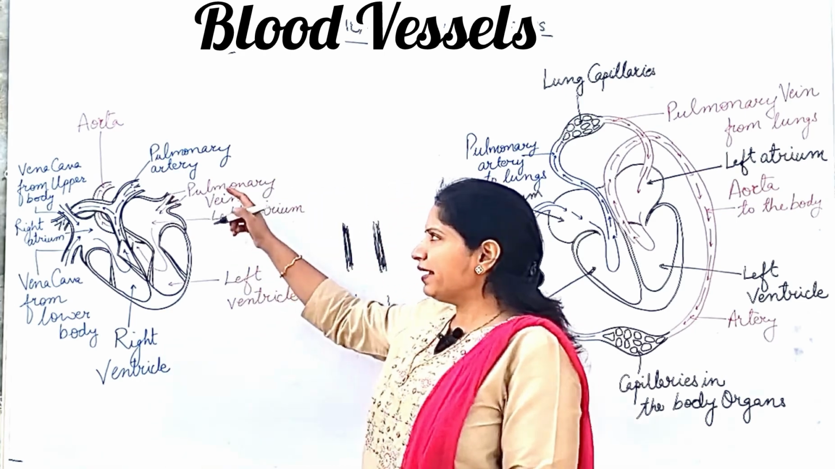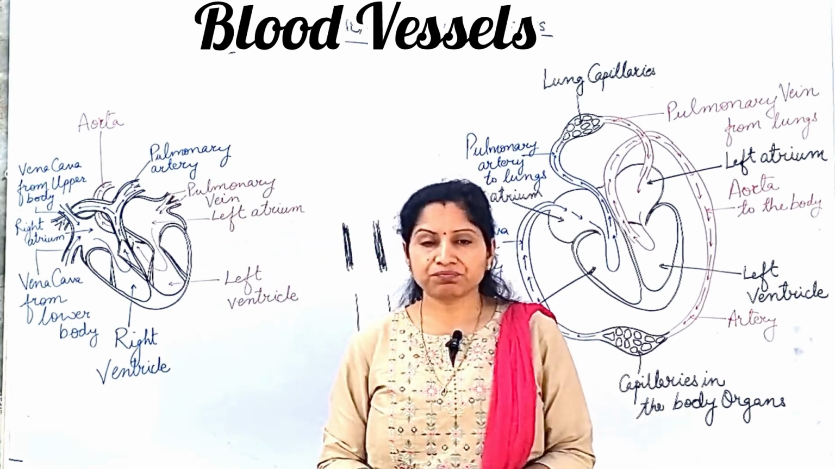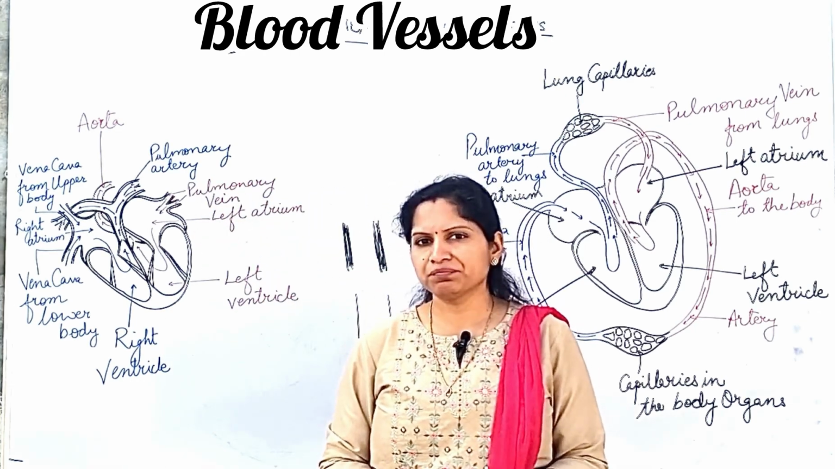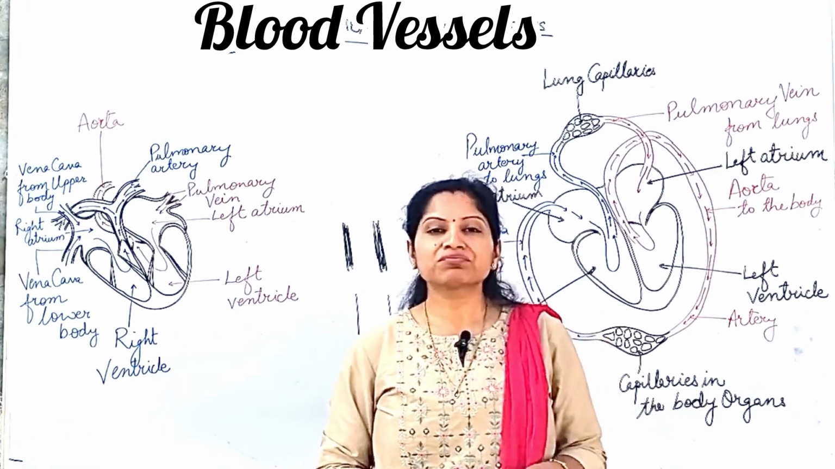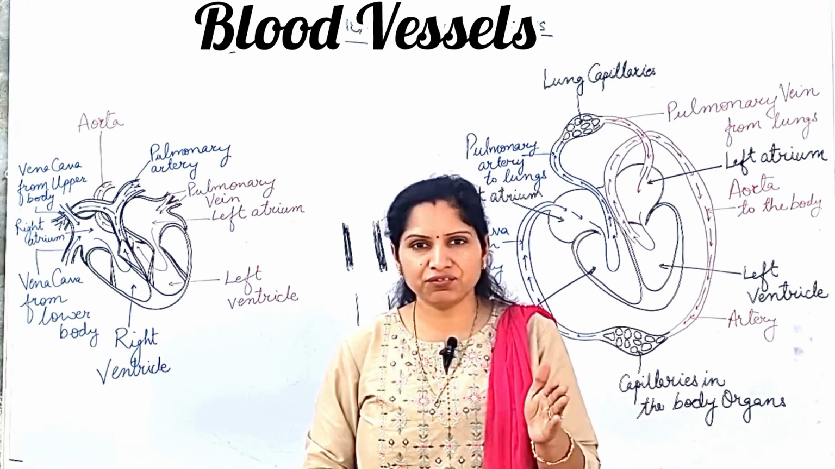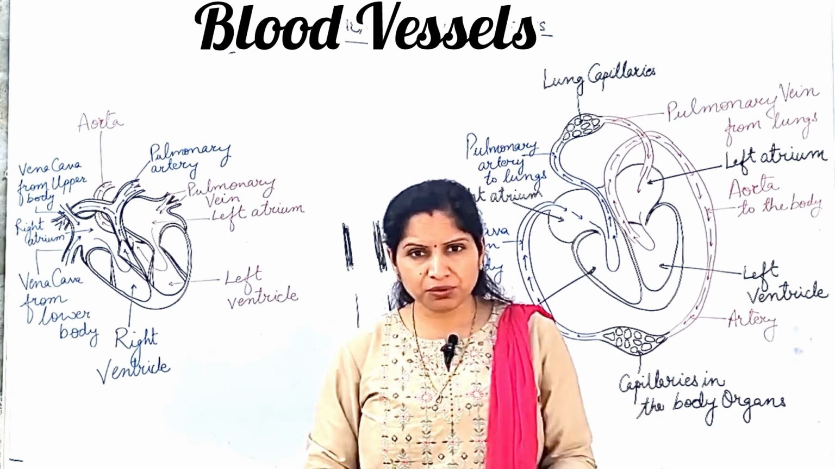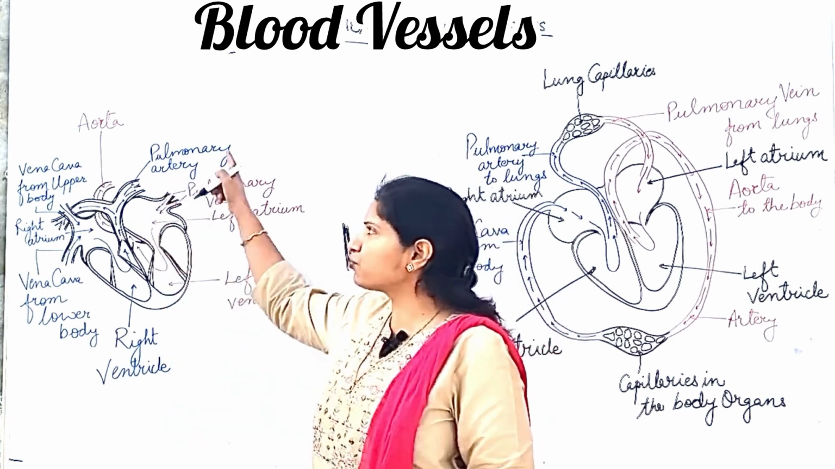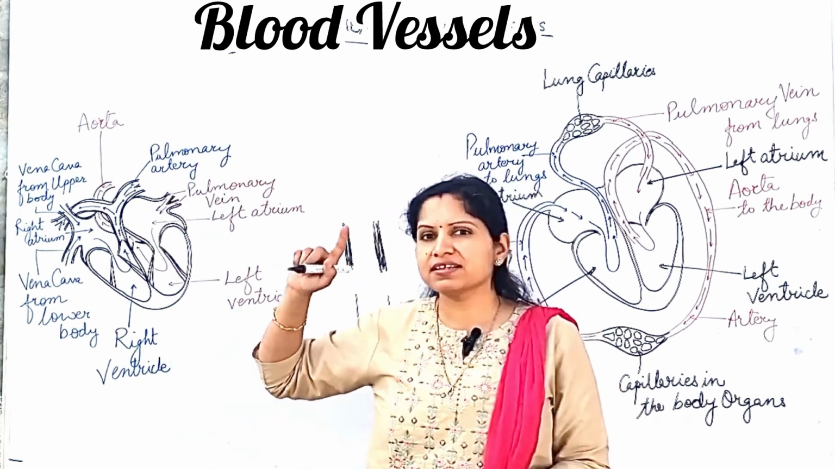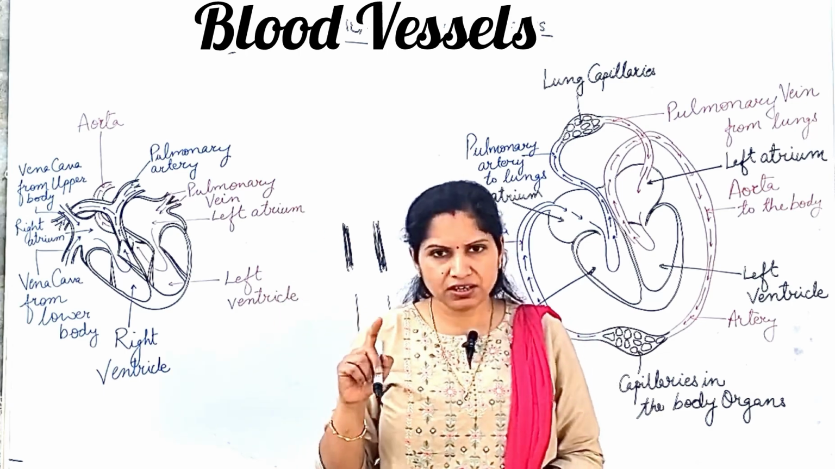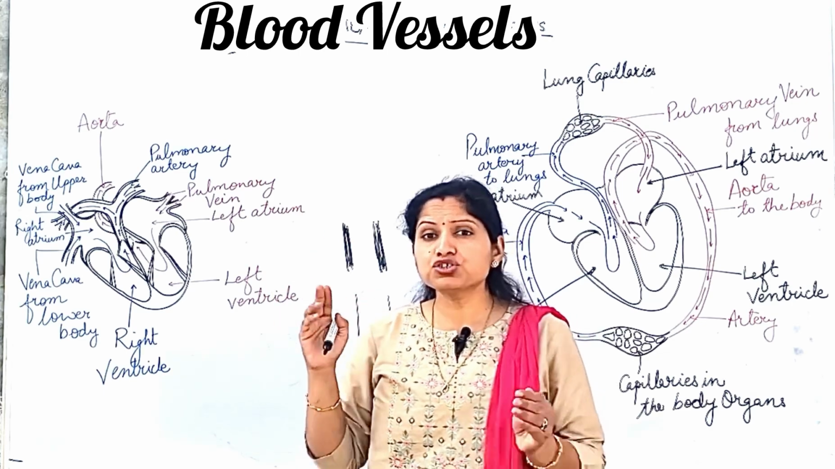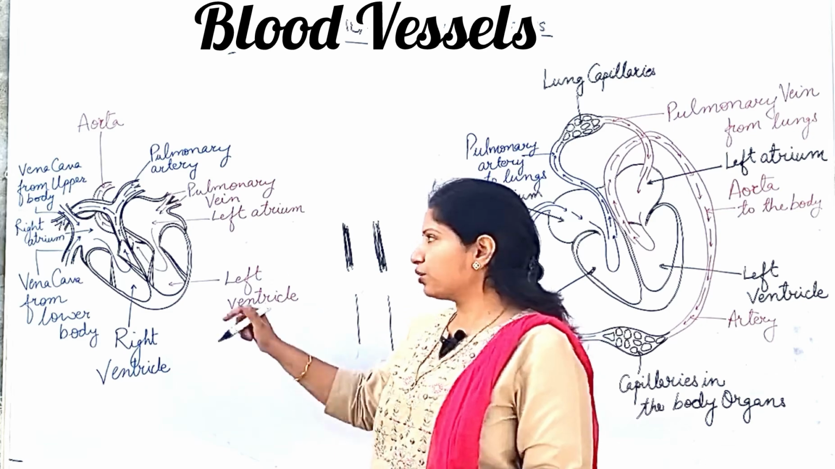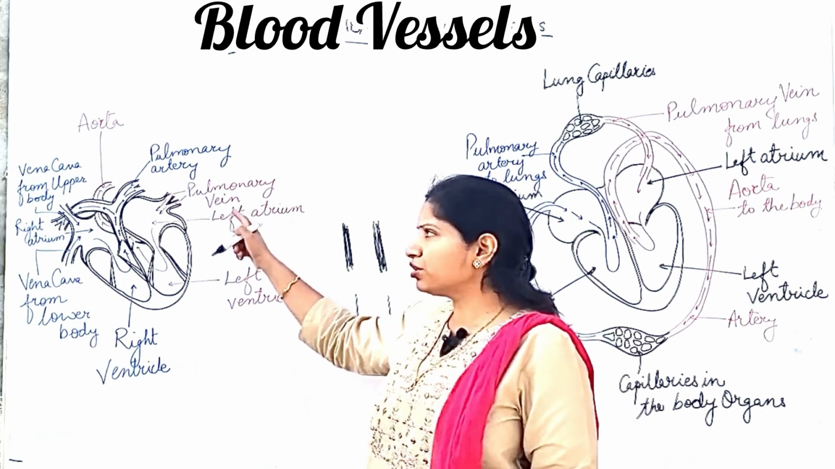Okay. Now, the second difference is arteries usually carry oxygenated blood. But the only exception is the pulmonary artery. That is carrying the oxygenated blood. And why are we calling it an artery? The answer lies in the definition of an artery. An artery is a blood vessel that carries the blood away from the heart. So any blood vessel that is carrying the blood away from the heart is an artery. A blood vessel that is carrying the blood towards the heart is known as a vein. So this pulmonary vein is a vein.